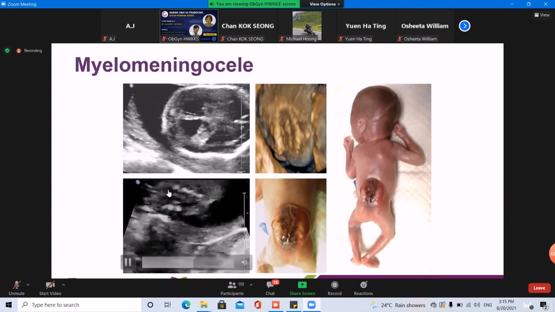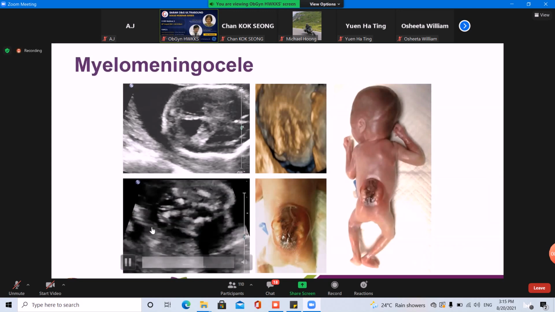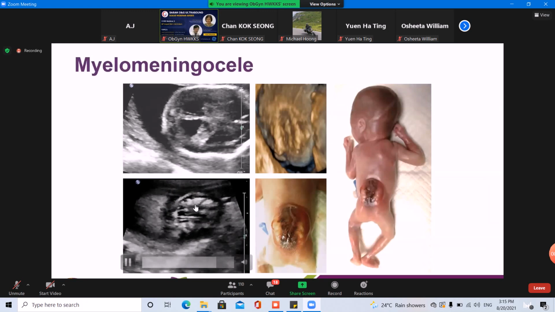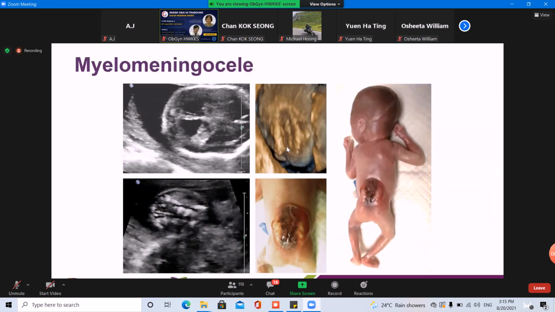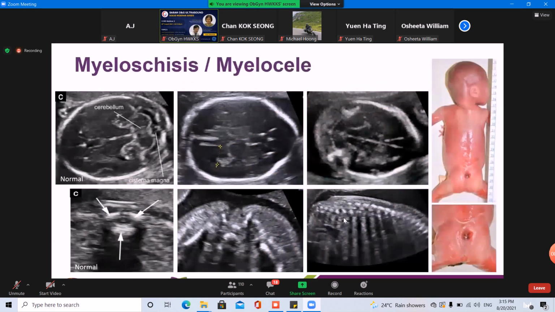And when you look at the transverse section, you can see the posterior elements form a reverse Chinese character 8. And you look at the cystic mass here. This is a cystic mass with neural tissue inside. 3D shows you this thing here, which is a big defect at the back. And this is the photo showing you the myelomeningocele without skin covering. So the next case is myeloschisis or myelocele.